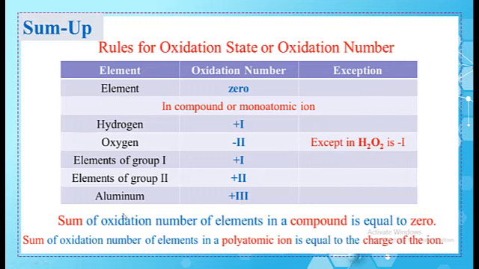So the summation of the oxidation numbers of elements in a compound is equal to 0, and the summation of the oxidation numbers of elements in a polyatomic ion is equal to the charge of the ion.